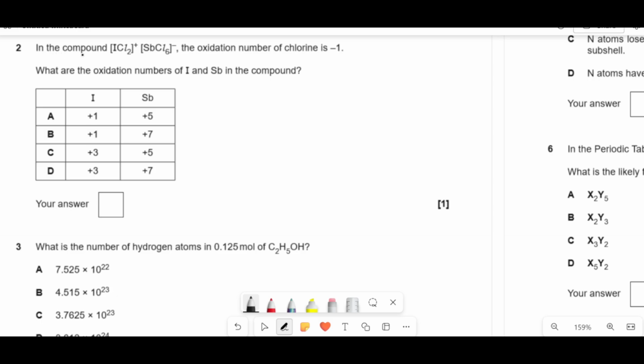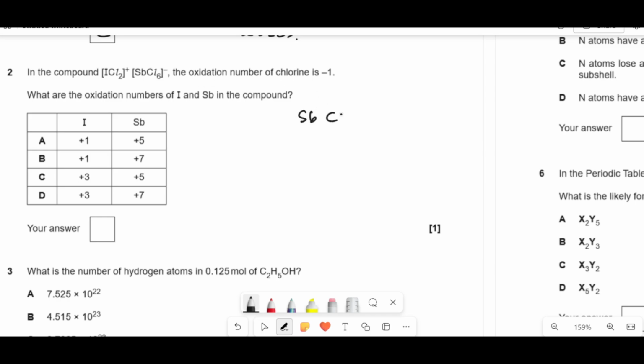There you go. In this compound, the oxidation state of chlorine is -1. What are the oxidation states of Sb in this compound? They've told you this is SbCl6 and it's a minus overall. The oxidation number of chlorine is -1, so there's going to be -6. Something -6 is -1, sorry, so it's going to be +5. So immediately that one's out, and then that one's out. Then we're stuck between A and C.